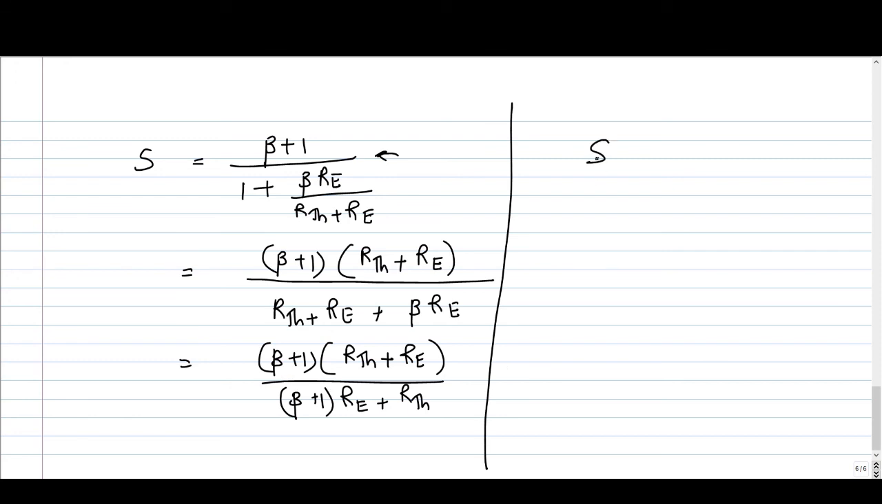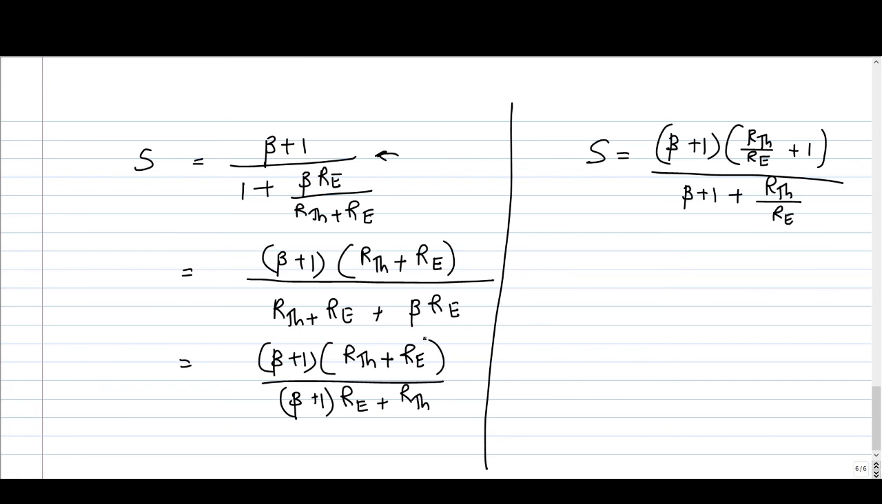Now we can divide both numerator and denominator by RE. So it becomes beta plus 1 into RTH by RE plus 1, divided by beta plus 1 plus RTH by RE. We have just divided both numerator and denominator by RE, so this term becomes RTH by RE plus 1, and the denominator changes like this.